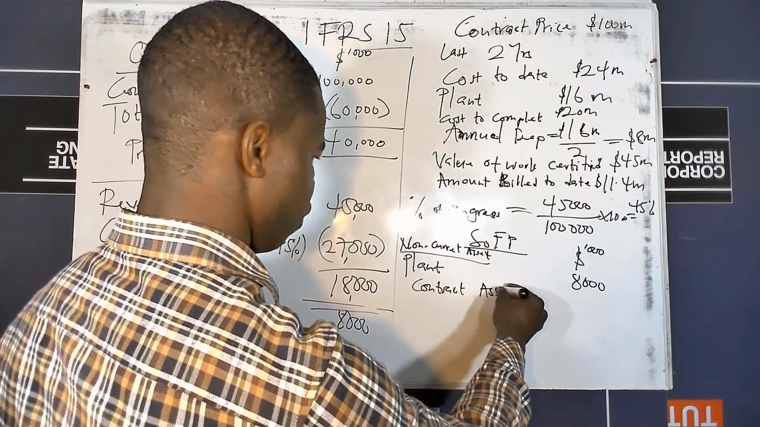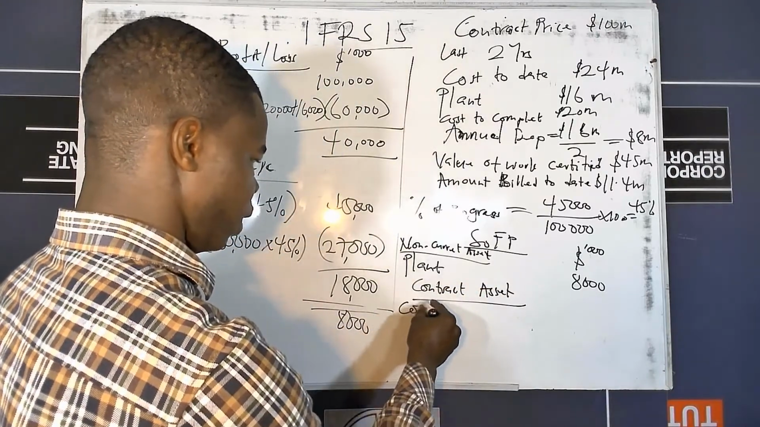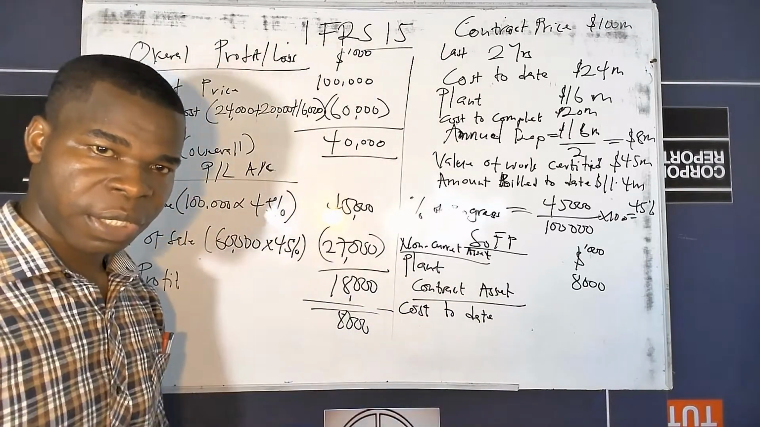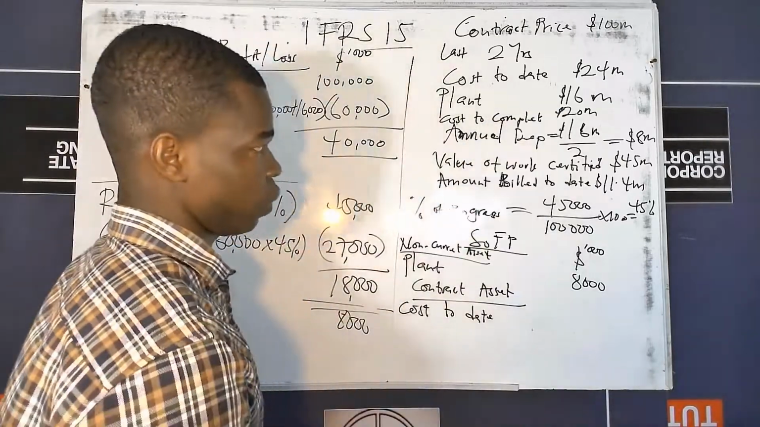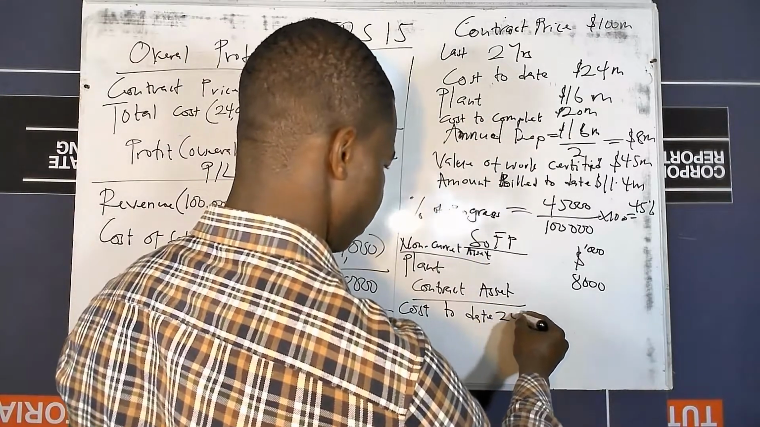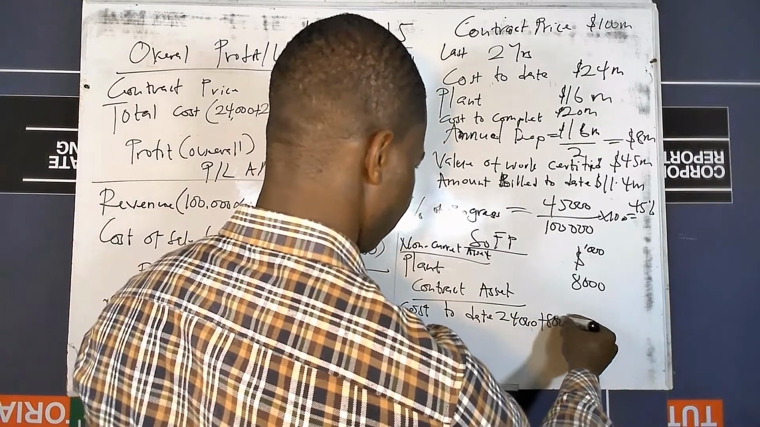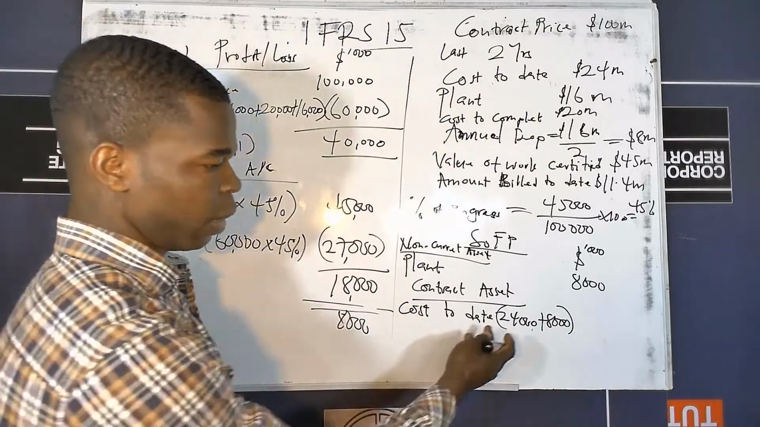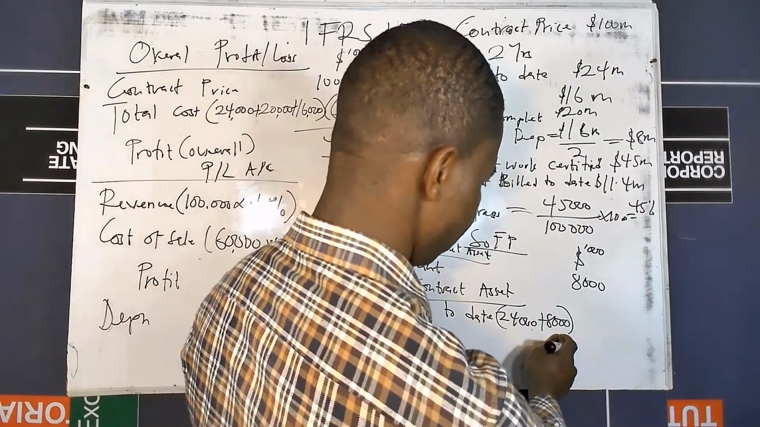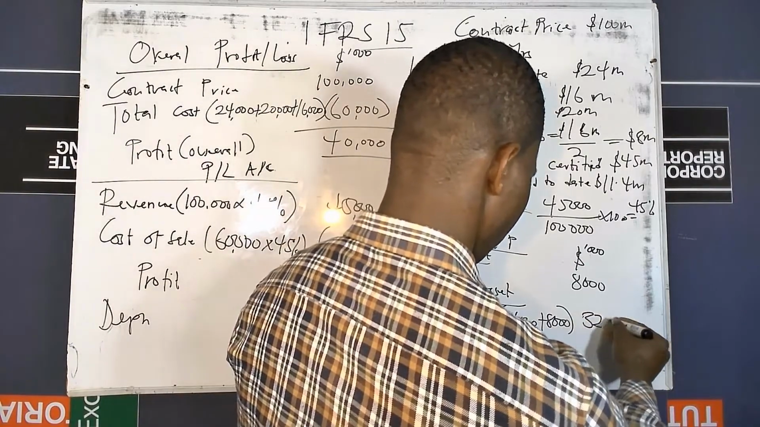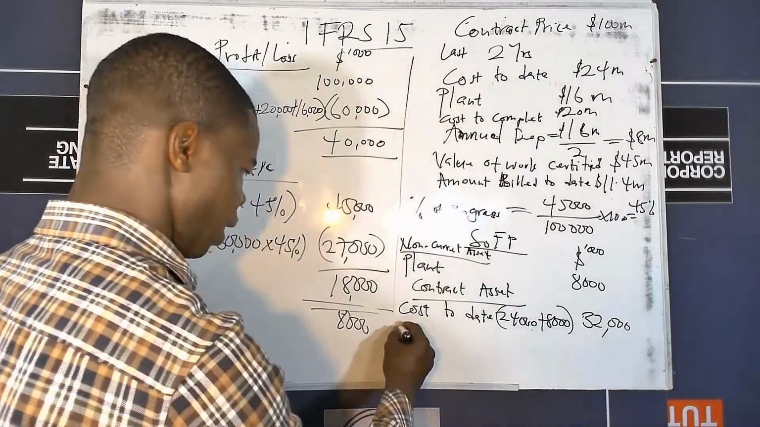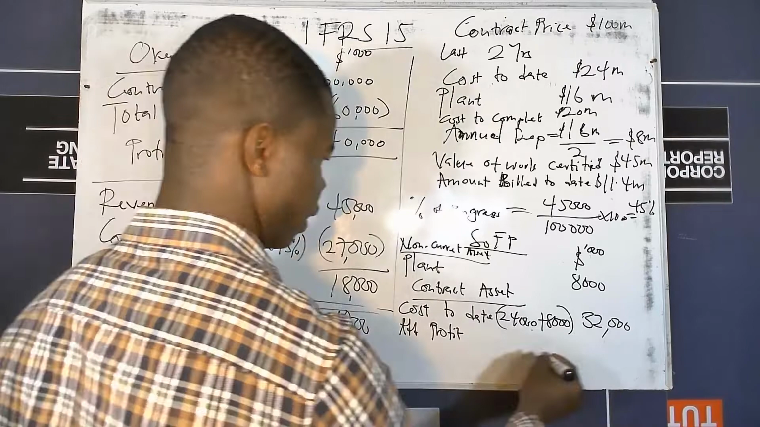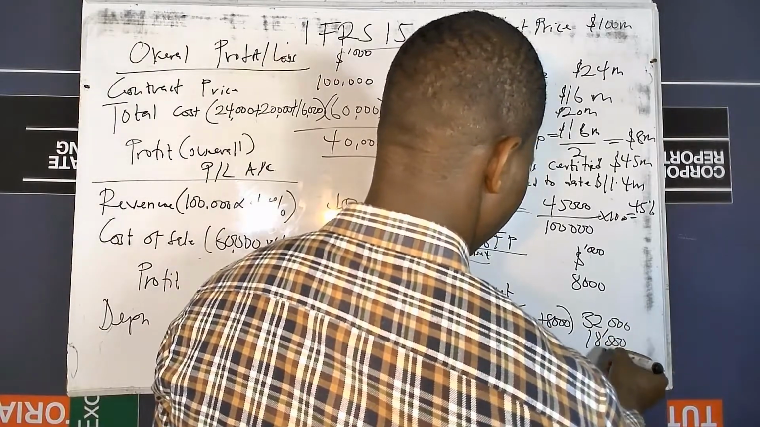Now what will be our contract asset in this case? Contract asset in this case is going to be our cost to date. So our cost to date is going to be two costs, the depreciation and then the cost to date we have in this question. So our cost to date here is 24,000 plus 8,000. Why? Because the depreciation is also a cost to us. So 24,000 plus 8,000 is going to give us $32,000. Now we add our profit of 18,000 to this, and this is going to give us 50,000.